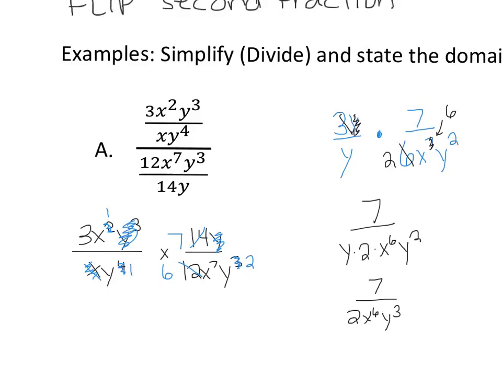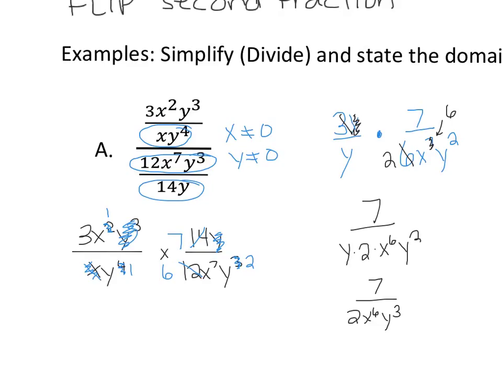For my excluded values, looking back at any denominators, there's only 2 values. X can't equal 0, y can't equal 0. That would cover all 3 denominators. This was a denominator originally. 14y was also a denominator originally, and then when you flip the fraction, this 12x to the 7th, y to the 3rd also became a denominator. So really, there are 3 places that you need to look for excluded values in division problems. You need to look at the denominator of the first fraction and then the whole second fraction, because the top becomes the bottom and the bottom becomes the top. So those are both going to be denominators at some point.